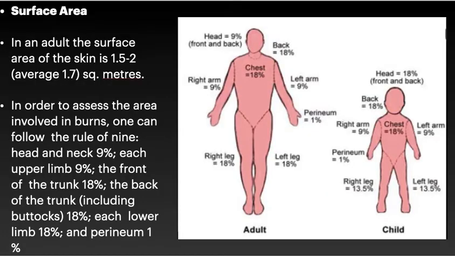Now, the adult surface area of the skin is about 1.5 to 2 square meters. In order to assess the area involving a burn, one can follow the rule of 9: the head and neck 9%, each upper limb 9%, the front of the trunk 18%, the back including the buttock another 18%, each lower limb 18%, and perineum 1%.